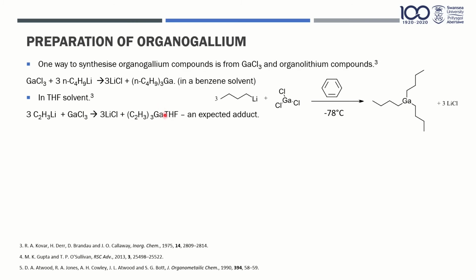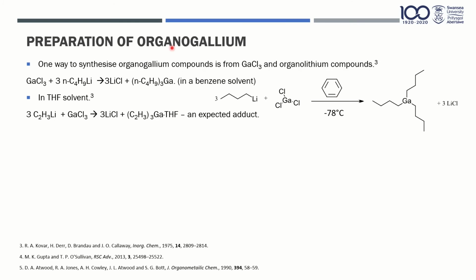However, the THF will form this adduct. We expect this due to the nature of THF and its oxygen. However, if you use benzene instead, you don't have to worry about this. And again, you're going to have to do this reaction at minus 78 degrees Celsius because you're still using organolithium. So why wouldn't you just use benzene?